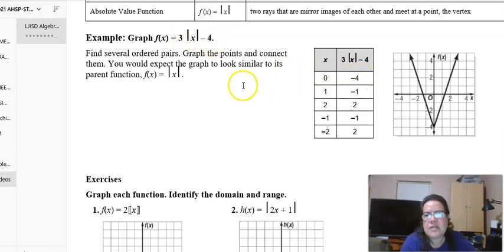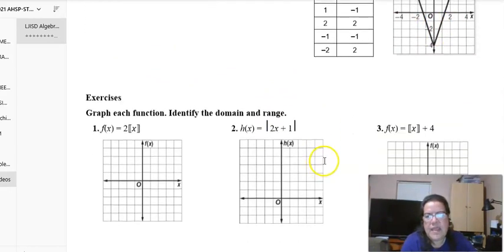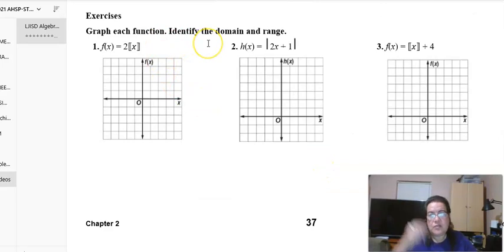So again, practice creating a table, and then look at the table here and see how they built the graph based on that. So you try to do it on your own in the space provided. That way you can compare to see what the actual answers are. And then, of course, it's asking you to identify the domain and range.